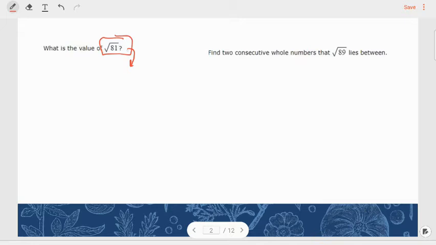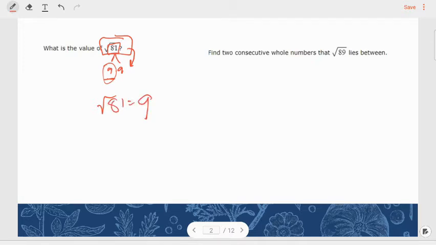So first off, it asks, what is the value of the square root of 81? Remember that with the square root, I am trying to find what value multiplied by itself gives me 81. Now I know that 9 times 9 is 81. So because 9 is multiplied by itself to give me 81, I would say that the square root of 81 is equal to 9.